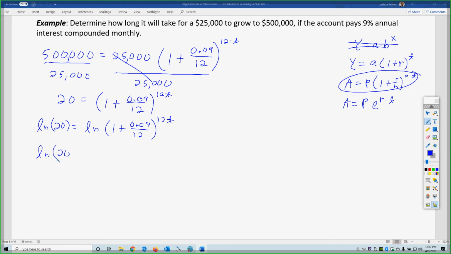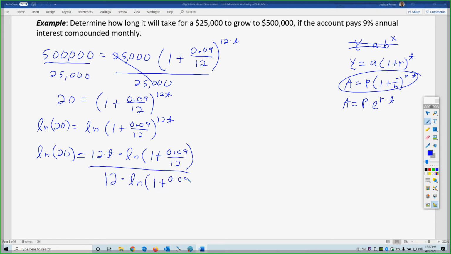So I have the natural log of 20 equals 12t times the natural log of 1 plus 0.09 over 12. Okay, so now I have the t by itself, so I can divide by 12 times the natural log of 1 plus 0.09 over 12. Cancel, cancel. t is approximately 33.41 years.